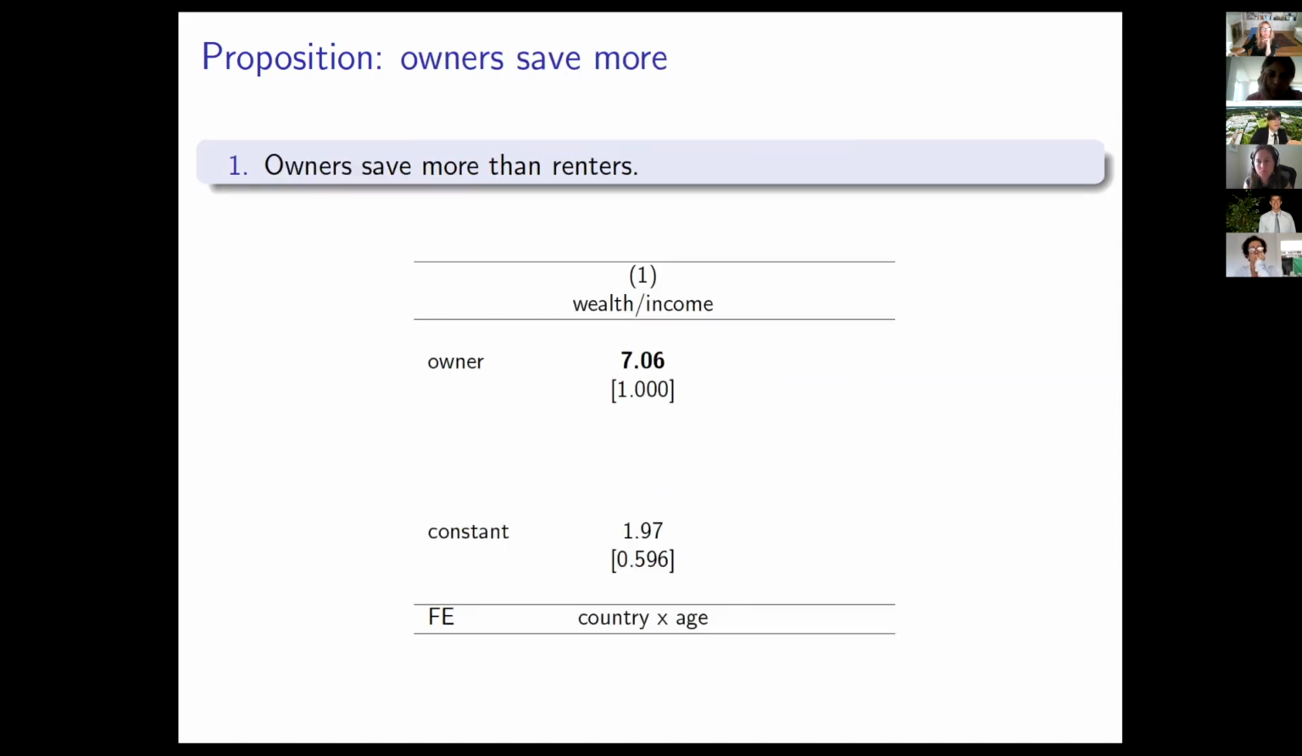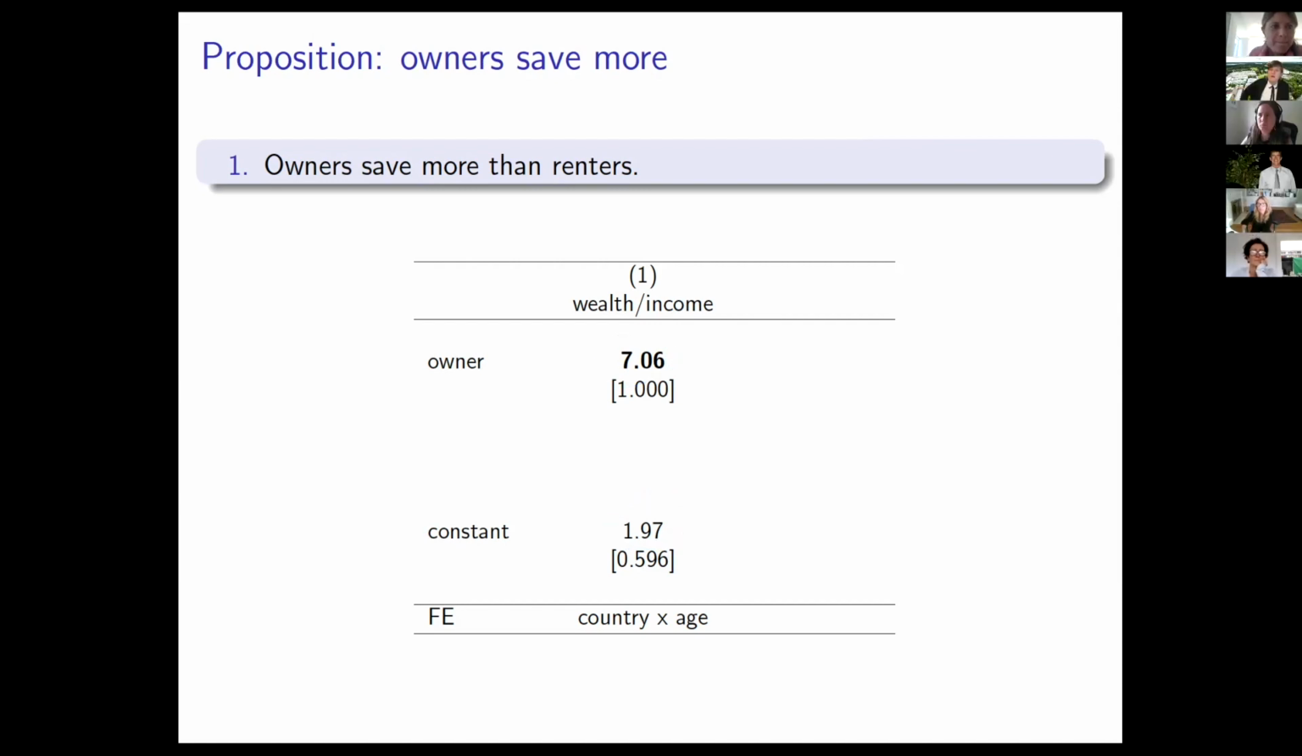The third prediction then is about savings. As in standard models, there's going to be a tight connection between ownership and savings, and we predict that owners save more than renters. This is easily confirmed in the data. Here, what I'm showing you is a simple linear regression of household wealth to income on a set of country by age fixed effects and a dummy for ownership. Now, while renters have a wealth to income ratio of about 2, this goes up to almost 9 for owners.